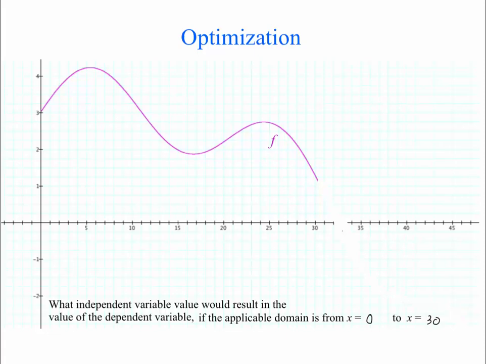We said 5.5, right? And what is it about 5.5 that makes it the largest value on the applicable domain? What is it about x equals 5.5? What do we have? Okay, yeah, but specifically, what's going on there? What do we call that? Local max, right? Local max.